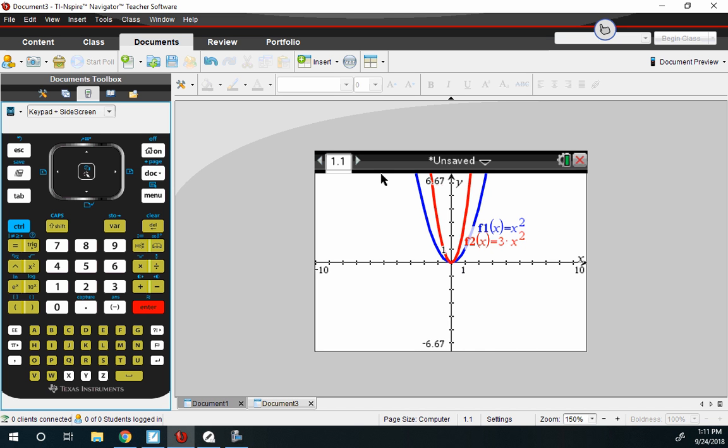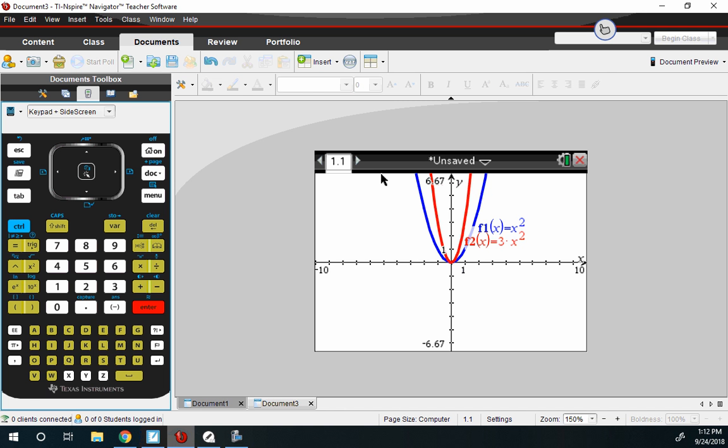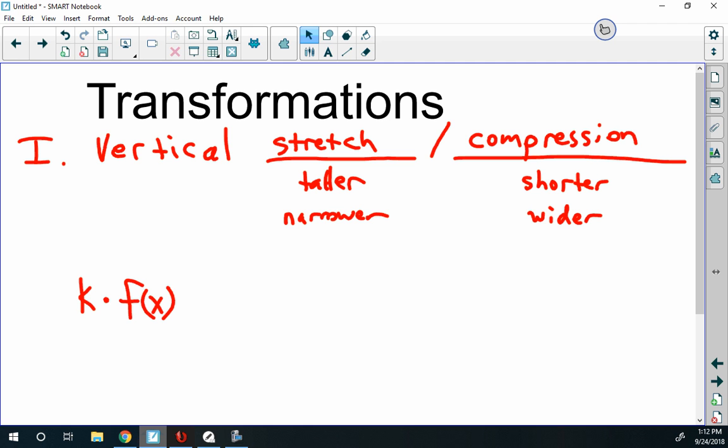How does the red one compare to the blue one? Does it look taller and narrower, or shorter and wider? It looks narrower, and so it is taller. And so the red one there is what we call a vertical stretch.